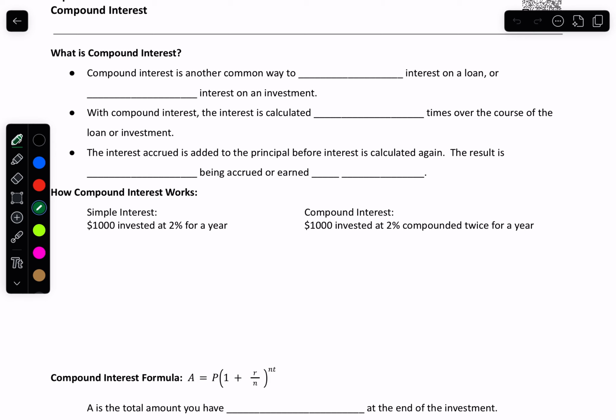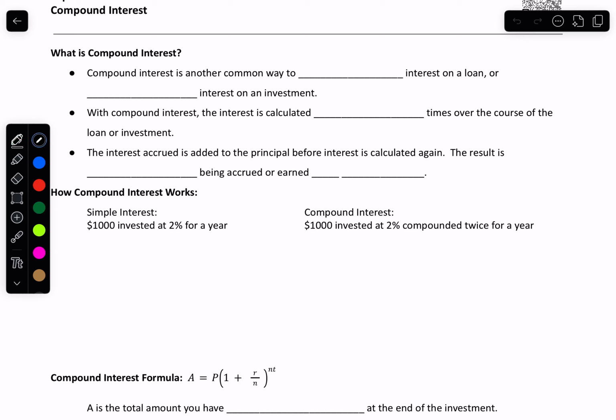This is the follow-up to our lesson on simple interest, so if you have not watched that one yet, make sure you go back and do so. What compound interest is going to do is take simple interest and have it happen over and over and over again, so that way it builds on itself. So let's get right into it.